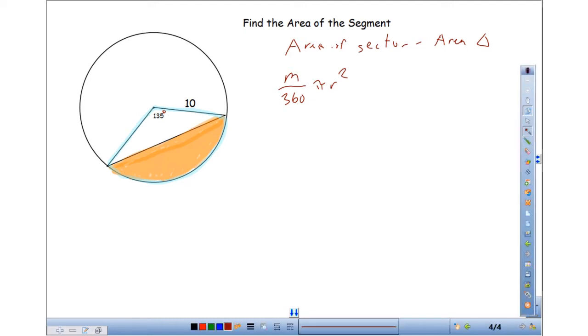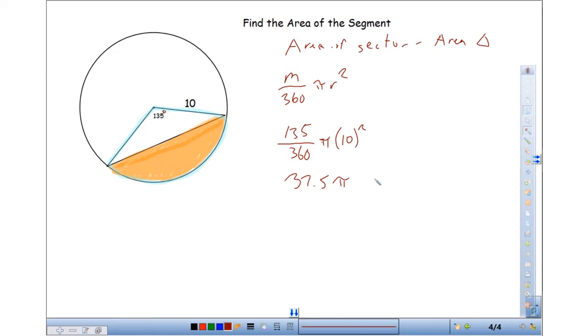Okay, so here's what we're going to do. To find the area of the actual sector, I'm going to do 135 over 360, because that's the measurement of my angle, times pi times 10 squared. I'm just going to leave pi in my answer and multiply the numbers, because that's going to make it more exact. So 10 squared is 100, right? I'm going to take that times 135, and then divide that by 360. And that's 37.5, so 37.5 pi. That's the area of my sector.